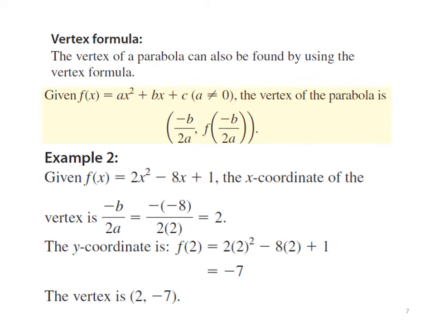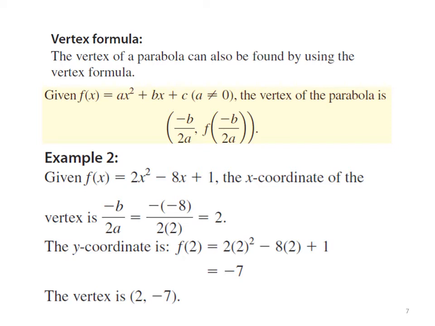You can find the vertex of a parabola without completing the square using the vertex formula. This is for the parabola f(x) = ax² + bx + c, where a doesn't equal 0. The vertex is given by this formula. The x-coordinate is -b/(2a), and the y-coordinate is f(-b/(2a)). We will do this for the equation f(x) = 2x² - 8x + 1.